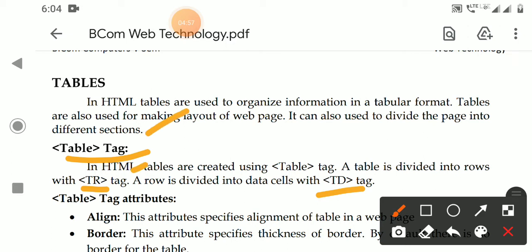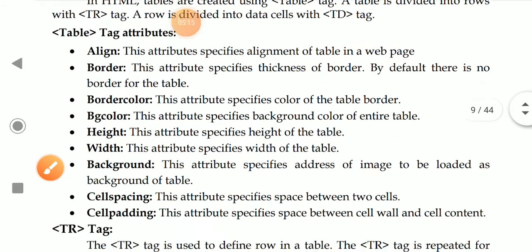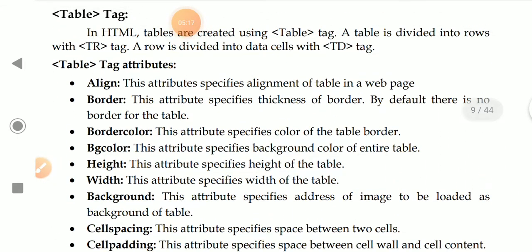Sometimes you may be asked what are the table related tags. The table related basic tags are the table tag, tr tag, and td tag. So in today's session, we'll discuss only these three tags. Now, table tag properties, table tag attributes. These are the attributes of the table tag. One is the alignment of the table, whether the table should be on the left side or the right side.